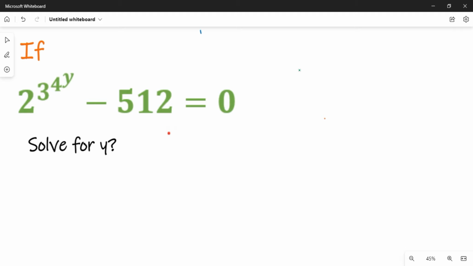In today's class, we are going to look at how to solve this equation: 2 raised to power 3 raised to power 4 raised to power y minus 512 is equal to 0. We are asked to solve for y.